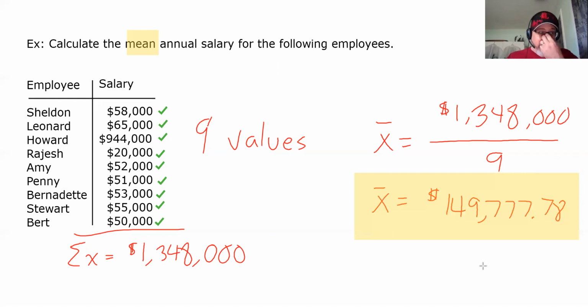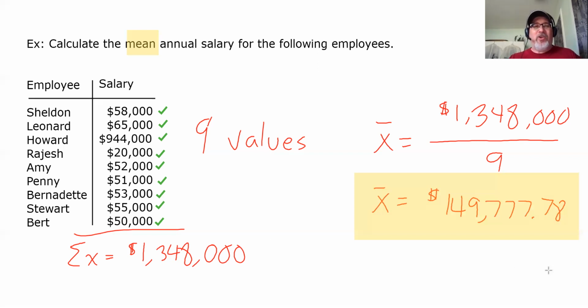Well, look at Howard's salary, $944,000 per year. That is more than 10 times anybody else's salary, even greater than that. It looks like it's more than 16 times anybody's salary, maybe even a bigger multiplier than that. Oops, I didn't look at Leonard's. That's more than 10 times everybody else's salary.